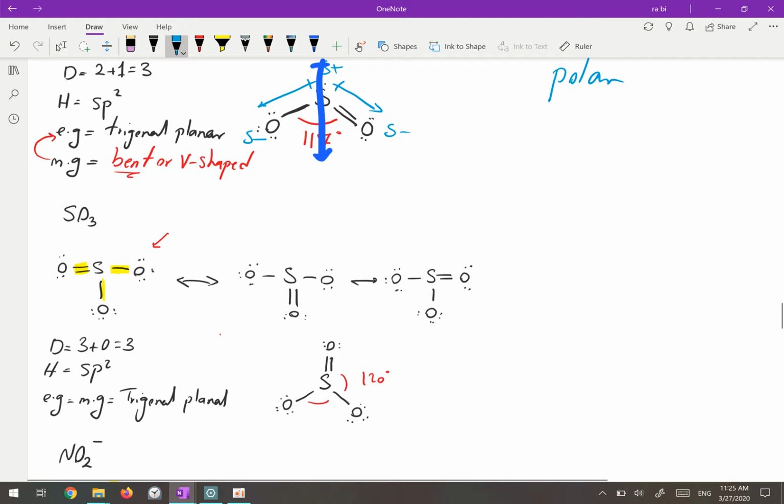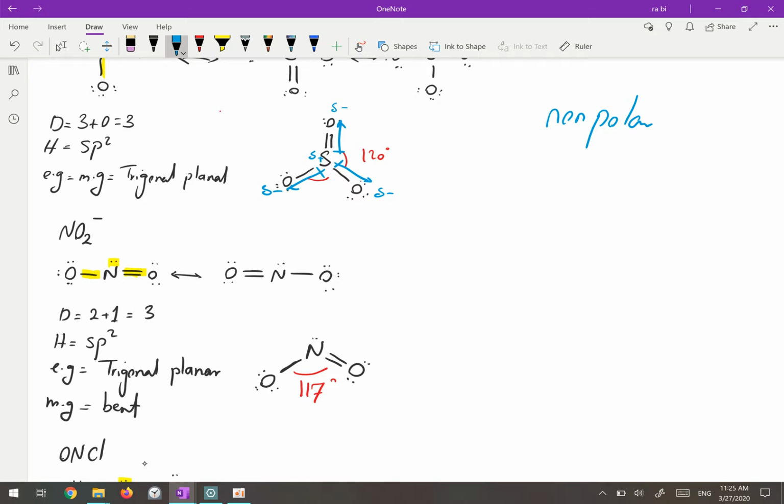SO3. SO3, you have three polar bonds. The oxygens are more electronegative than sulfur. So the oxygens are partially negative, sulfur is partially positive. You will have three dipole moments or three polar bonds, but these three bonds cancel out each other, so the molecule becomes nonpolar. NO2 minus is an anion. Here we forgot to put it inside the bracket. Don't forget to put them inside the bracket.